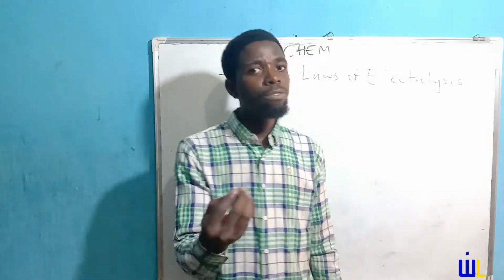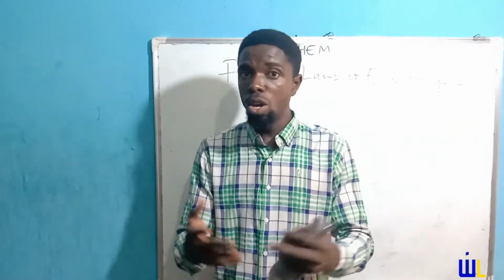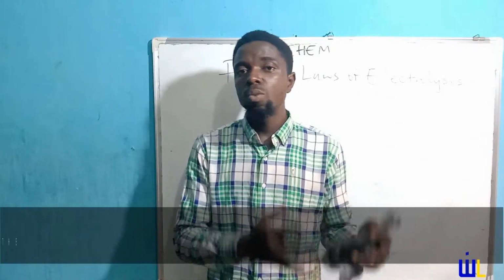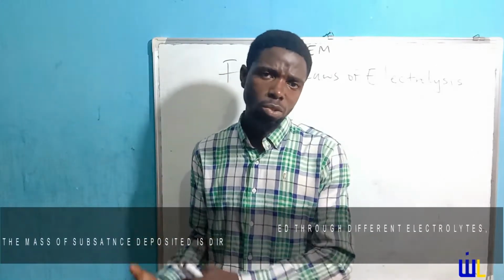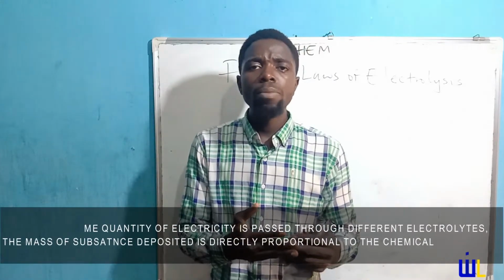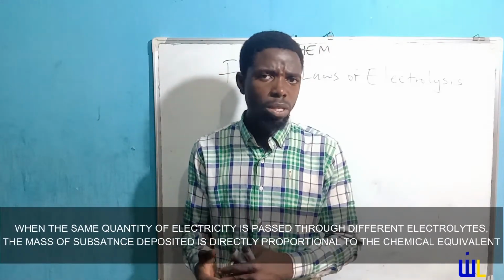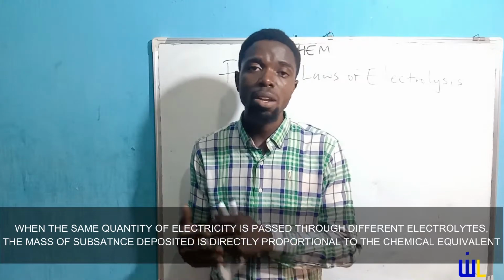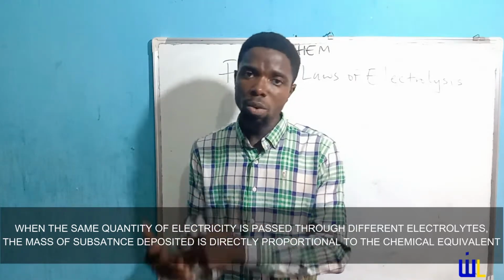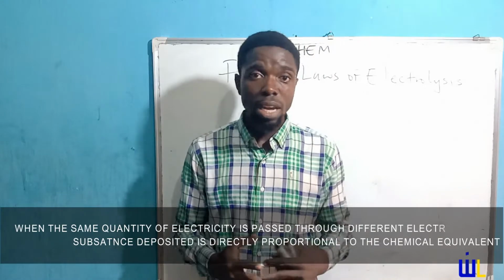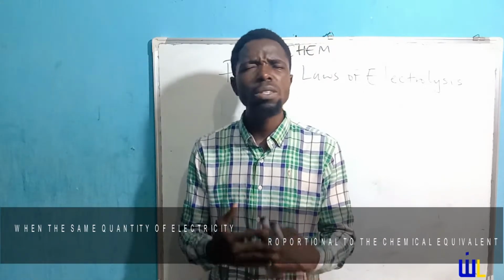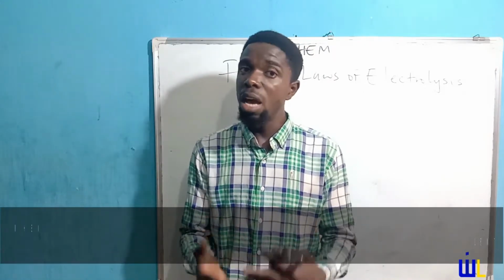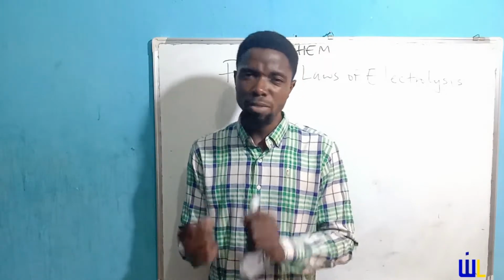Now, this is a simplified way of stating it because you could have another way of stating it. In some other textbooks or in some of your other research works, you find that it is stated this way: when the same quantity of electricity is passed through different electrolytes, the mass of the substance deposited is directly proportional to its chemical equivalent. Whether you are using the chemical equivalent principle or the one I stated earlier on, they would eventually give us the same mathematical expression. So I had to state it in this way because it's more simplified and easy to understand.